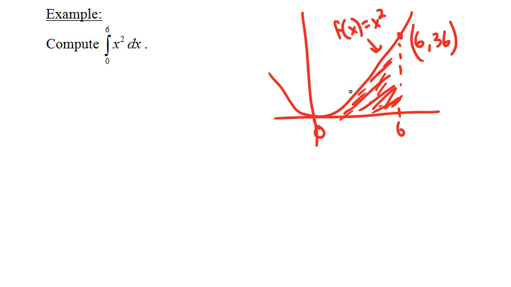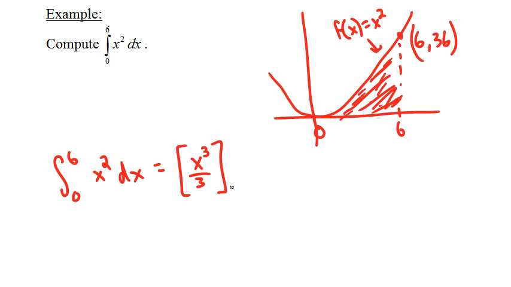Now notice, again, the region is not a perfect triangle. This side here is bent right there. And it's not a rectangle or a circle where we have a nice formula from geometry. So we have to use the fundamental theorem of calculus. If we calculate the integral from 0 to 6 of x squared dx, we get x cubed over 3, or 1/3 x cubed. If you take the derivative of that, you'll get x squared.